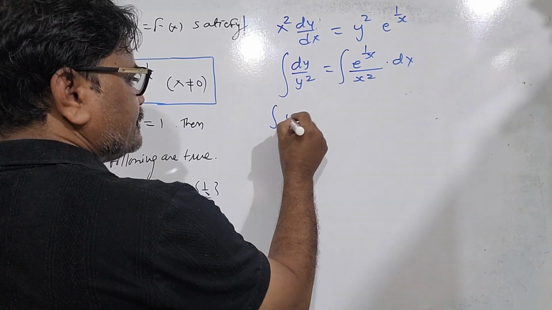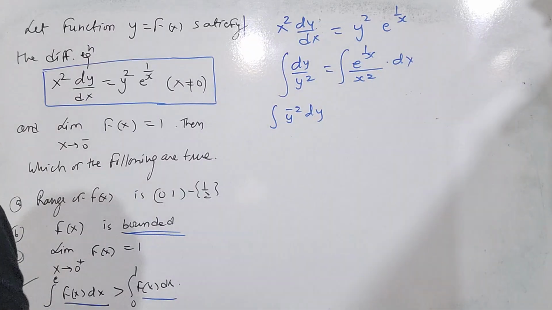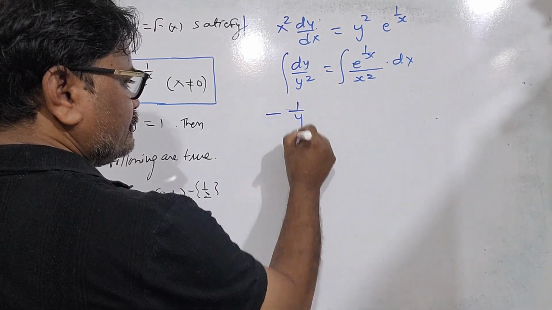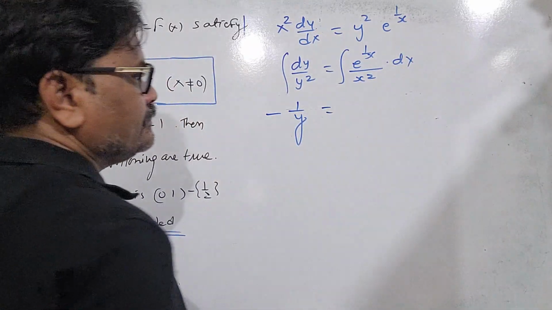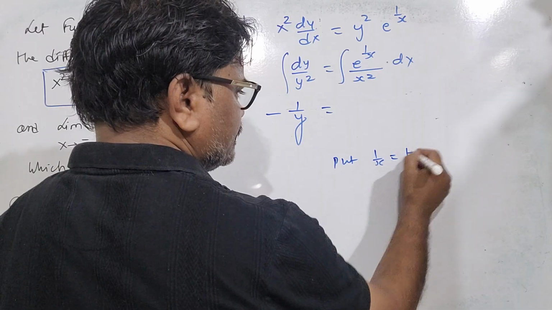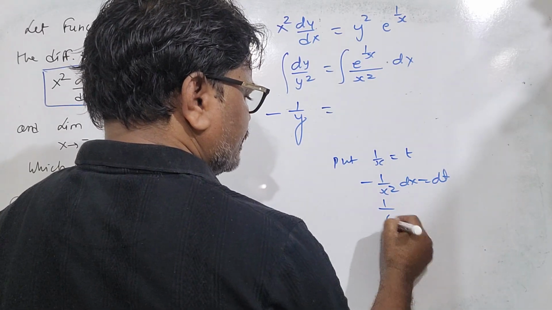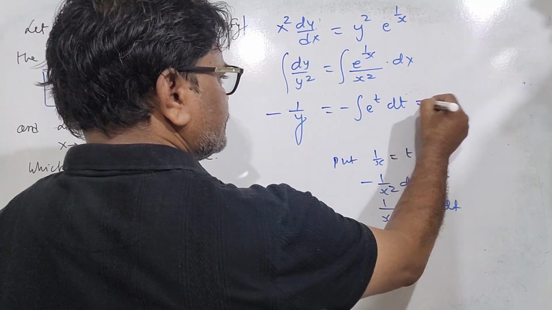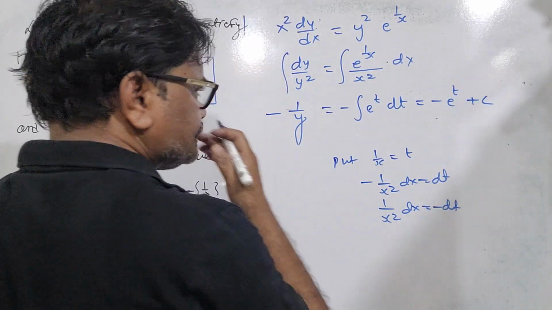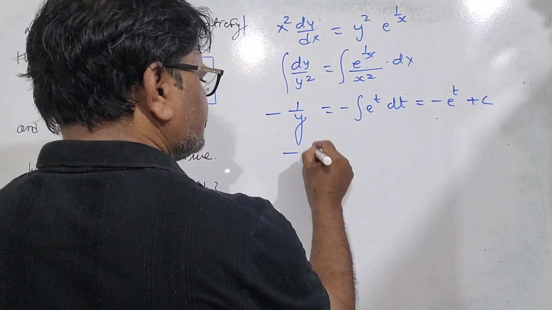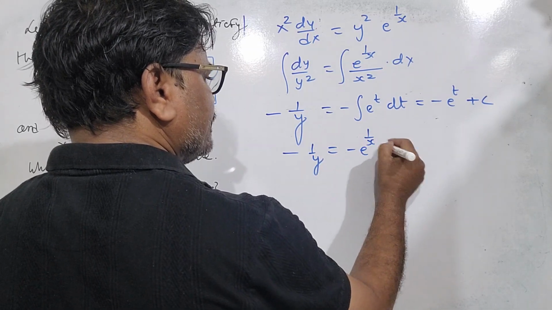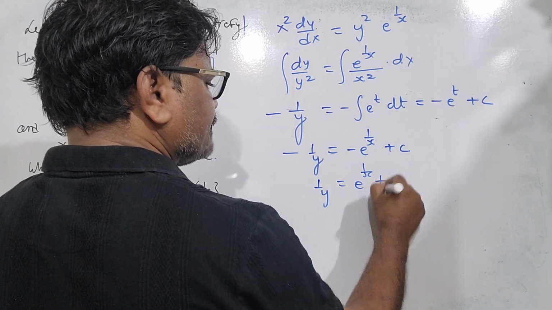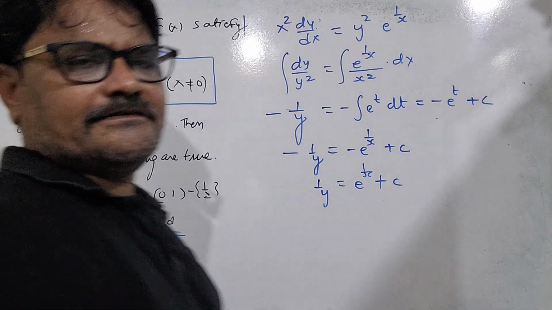This integration is integration of y to the power minus 2 dy, correct? This is minus 1 upon y, and this is coming to be minus 1 upon y, correct? And here we will put 1 upon x equal to t, minus 1 upon x square dx equal to dt. Therefore 1 upon x square dx equal to minus dt. So this is minus e to the power t dt, that is equal to minus e to the power t plus c. I can replace t. So finally you will get minus 1 upon y equals minus e to the power 1 upon x plus c. I can multiply it by minus, no problem. This is 1 upon y equals e to the power 1 upon x minus c, which can be written as another c, plus c, no problem. That is a constant, correct?